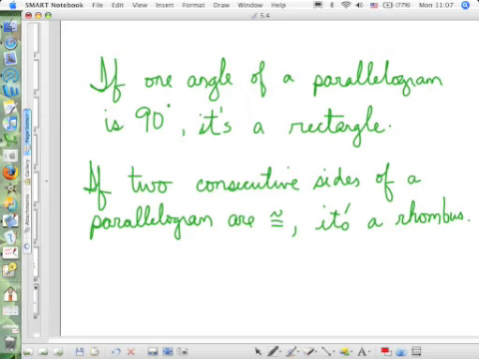And consecutive angles are supplementary. So if one's 90, the opposite has to be 90. And these two have to be 90. So it has to be a parallelogram. I mean, it has to be a rectangle.